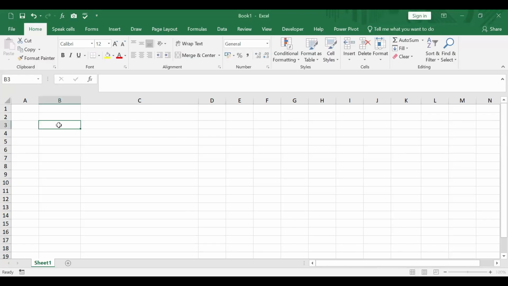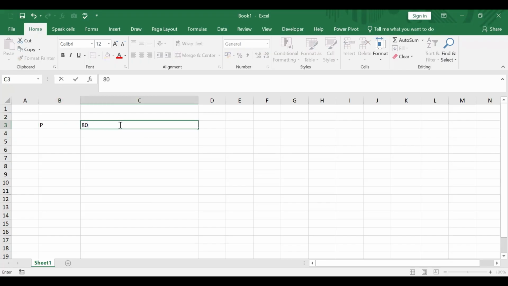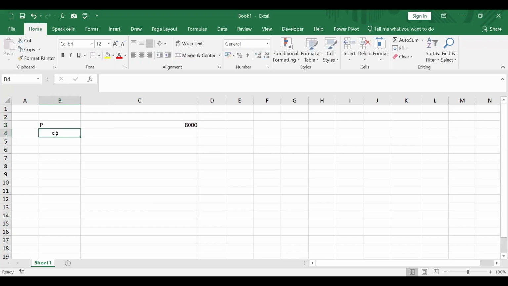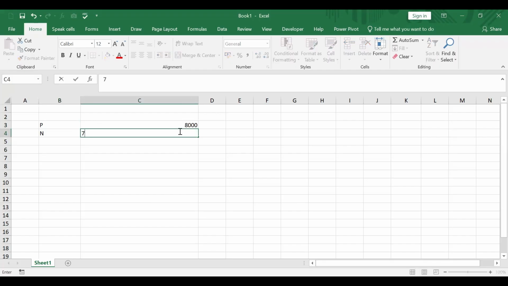Let us compute simple and compound interest at various frequencies of compounding. Let's see, the data is like this. Any data: number of years, say 7 years, and rate of interest, say 10%.